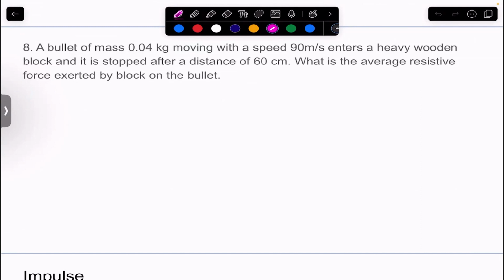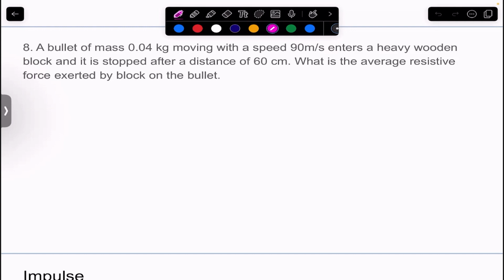So the question says, a bullet of mass 0.04 kg moving with a speed of 90 meter per second enters a heavy wooden block and it is stopped after a distance of 60 centimeter. What is the average resistive force exerted by block on the bullet?